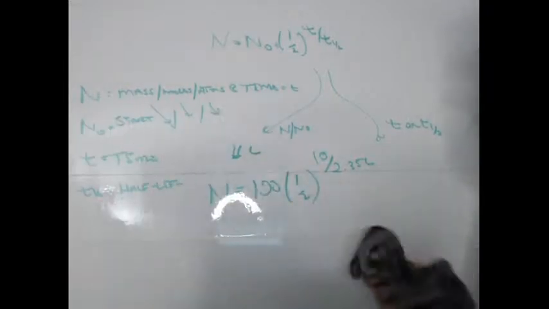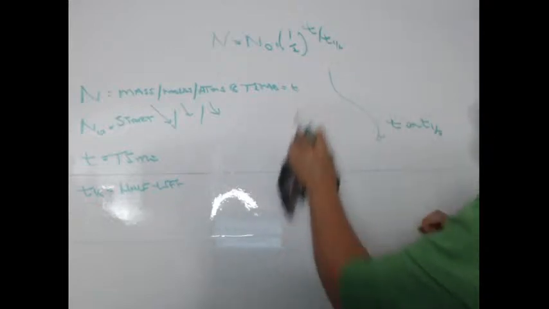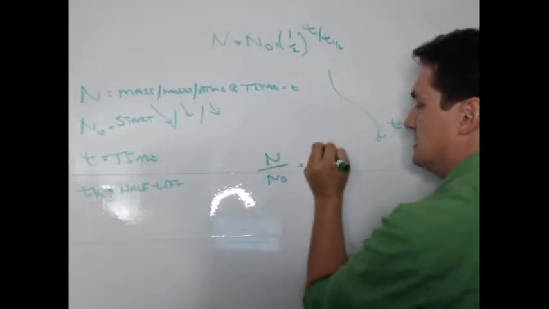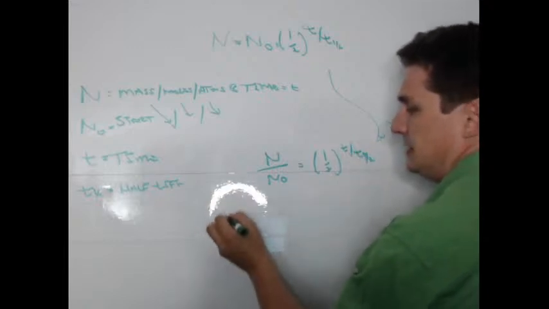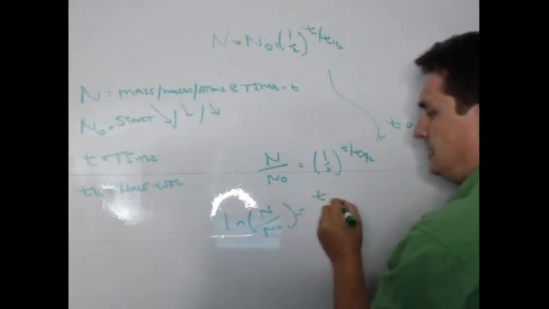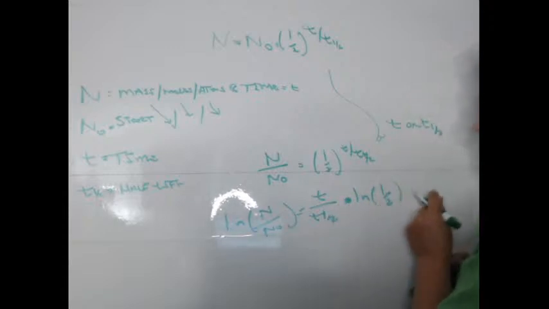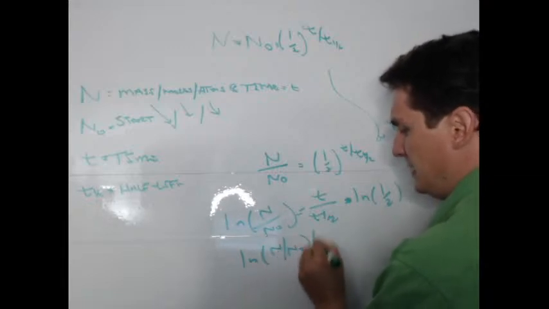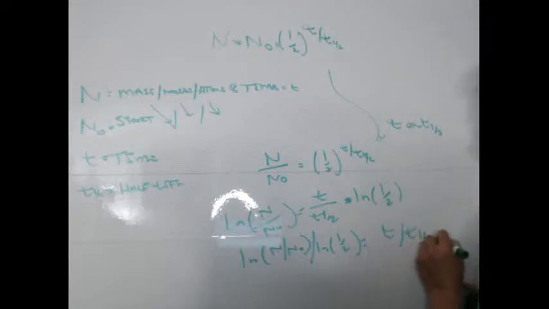The other flavor here is finding the time or the half-life. So for these types of problems, all we do is we rearrange. We divide both sides by N naught. This gives us 1/2 to the T over T 1/2. If we take the natural log of both sides, we get that T over T 1/2 times the natural log of 1/2. And then if we divide this over, we'll get the natural log of N over N naught divided by the natural log of 1/2 equals T over T 1/2.